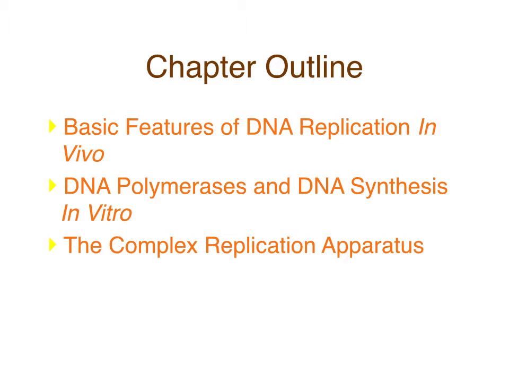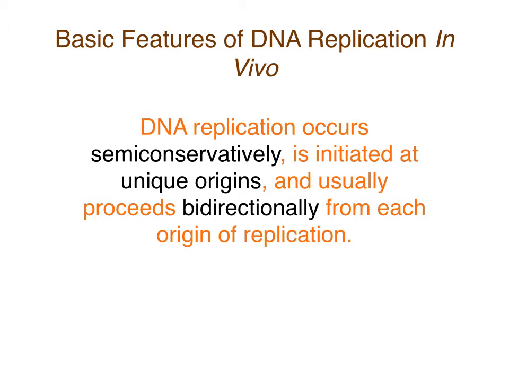This chapter is pretty straightforward. We're basically just going to look at DNA replication in vivo and in vitro. So three basic features of DNA replication are that it's semi-conservative, it has unique origins where it initiates, and it proceeds in a bidirectional fashion. We'll talk about these right now.